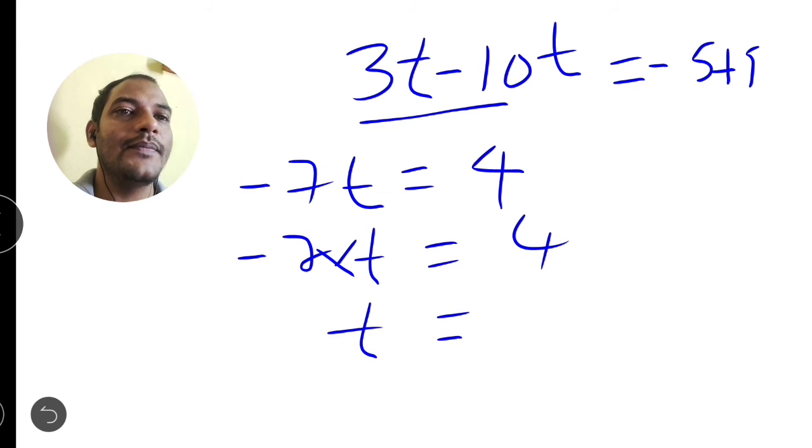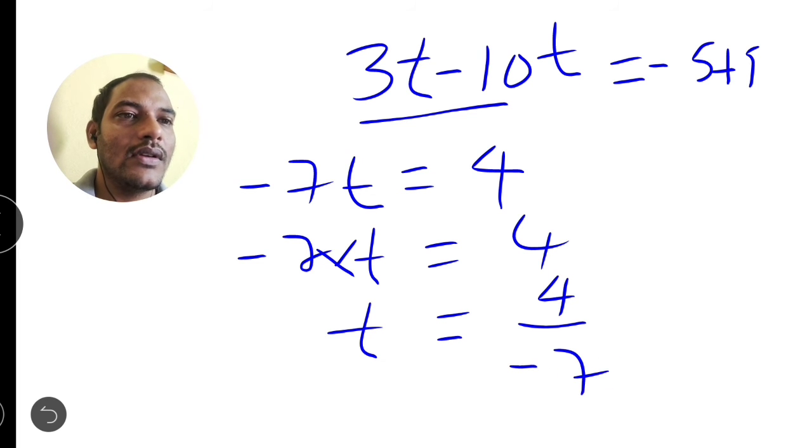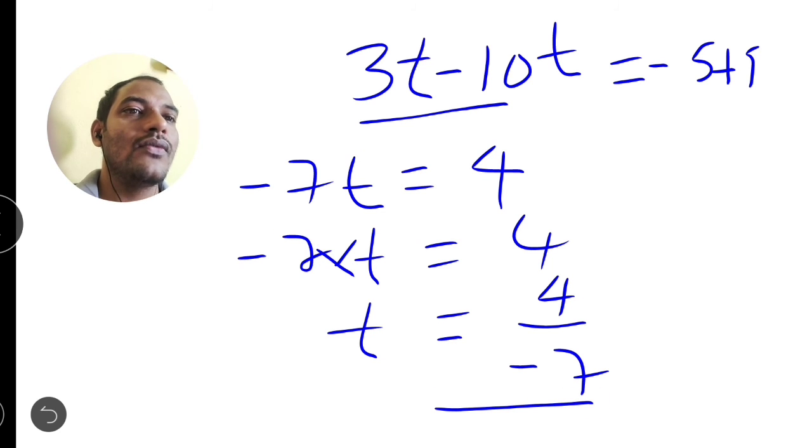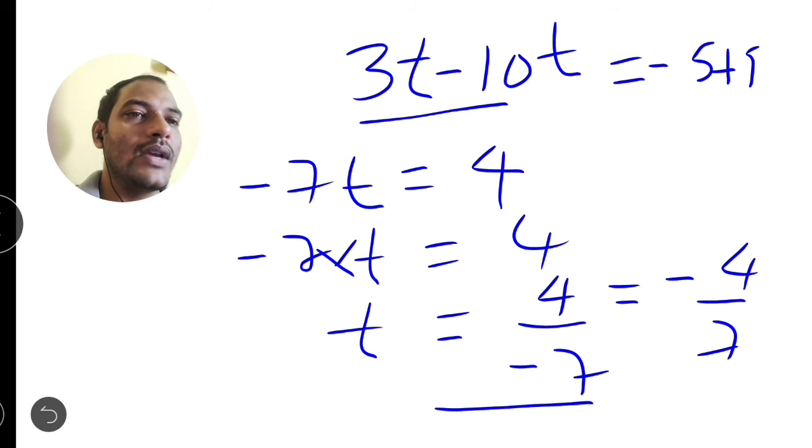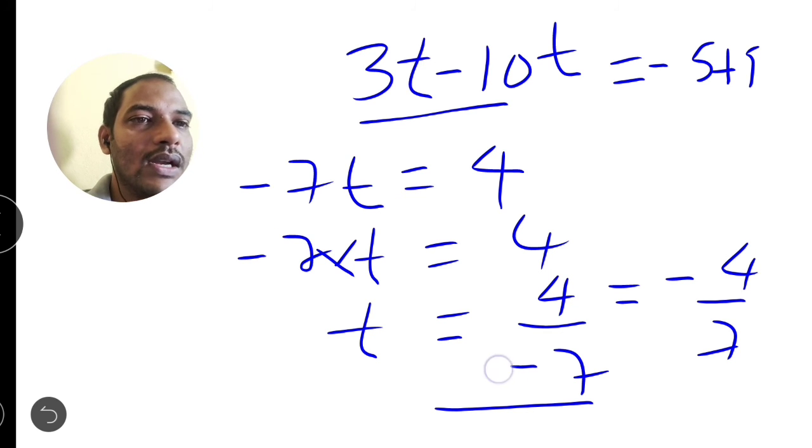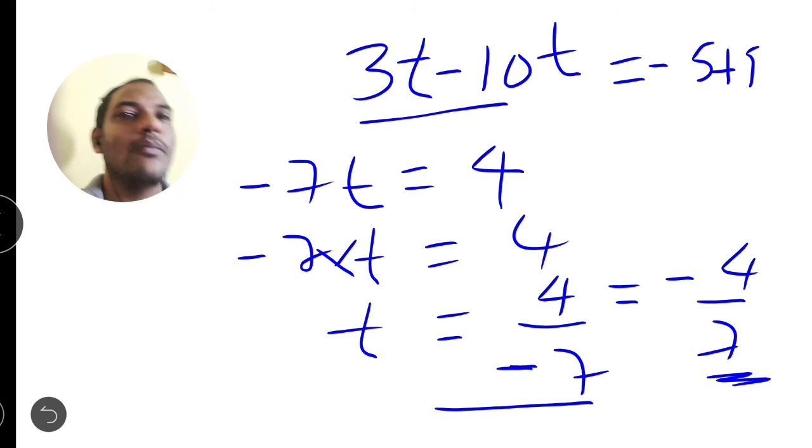t equals to 4 divided by minus 7, transposed to the RHS side. So t value, 4 by minus 7. So this minus symbol we can write in the numerator place. So minus 4 by 7. So both are correct. 4 by minus 7 or minus 4 by 7, both are correct. But when you are getting the minus symbol at the denominator place, you write it in the numerator place.